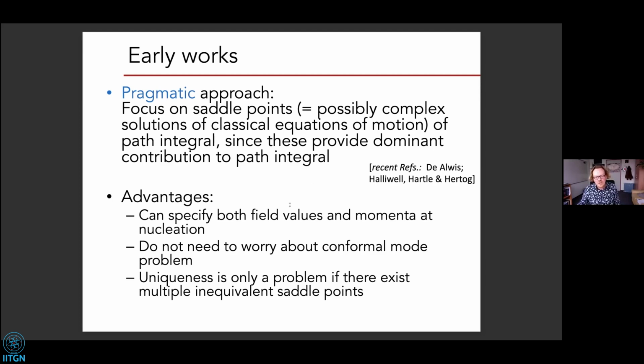Now, the advantage of just looking at the saddle points is that you can fix both the field values and the momenta, because these are just classical solutions. Moreover, you don't need to worry about the conformal mode problem because you're not actually doing the sum in the path integral. And uniqueness is not really a problem because you're not looking at the contours of integration. So you simply get around the problems that I mentioned by looking at the saddle points only. Nevertheless, this is already non-trivial, because the question then is, do saddle points exist that have the required properties, and do they give something which could provide a realistic cosmology?